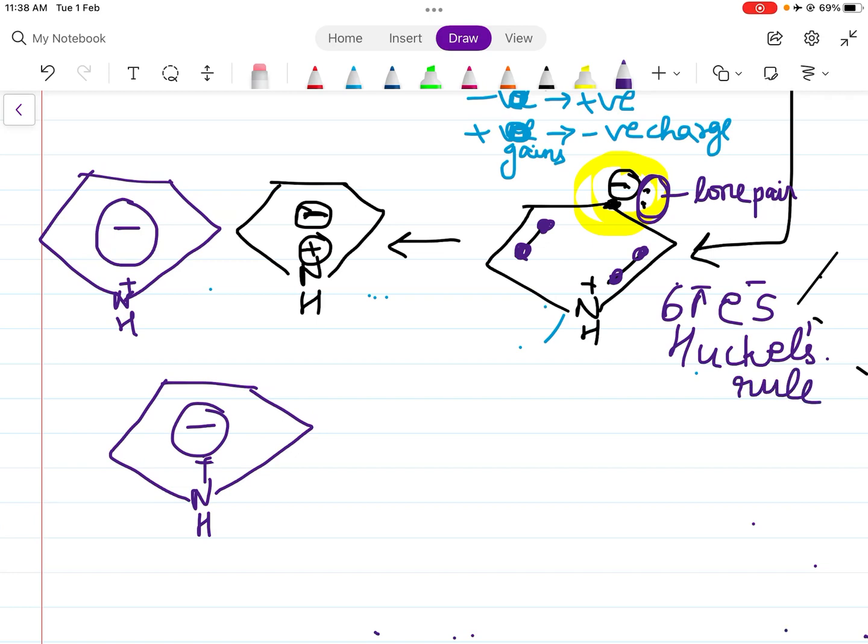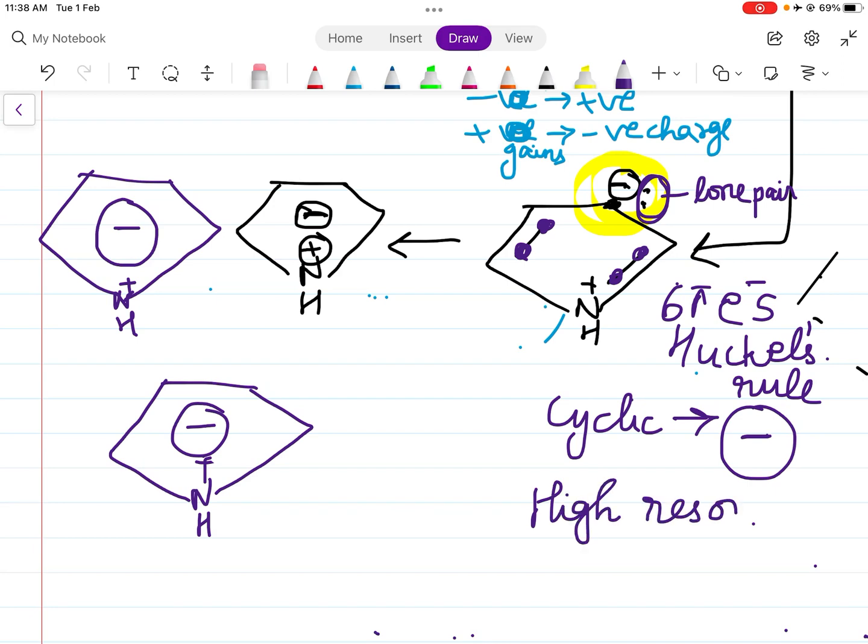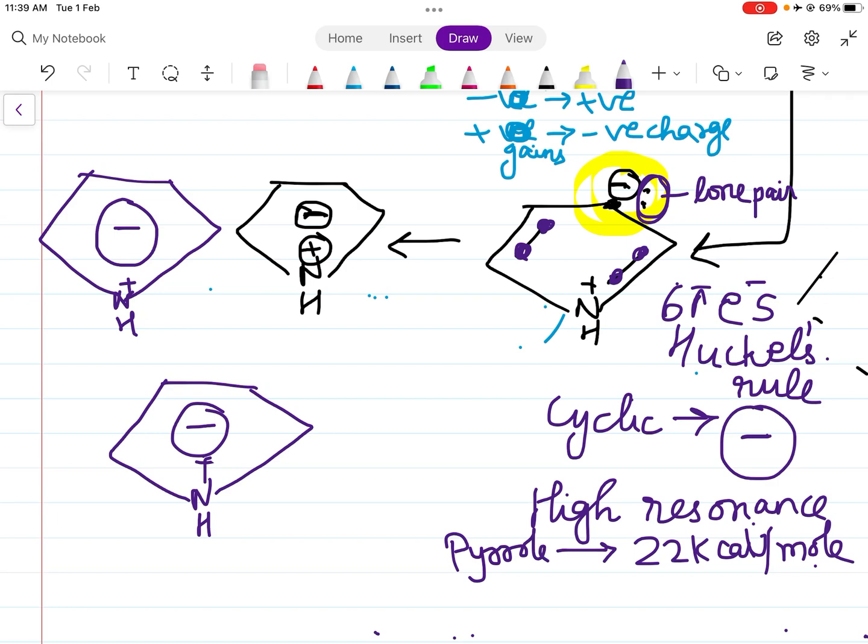The molecule is cyclic because it is undergoing resonance, and we show it as a ring with a negative charge. The molecule is planar. It has a high resonance energy, which is 22 kilocalories per mole. The resonance energy for pyrrole is 22 kilocalories per mole. For benzene, it was 36 kilocalories per mole.